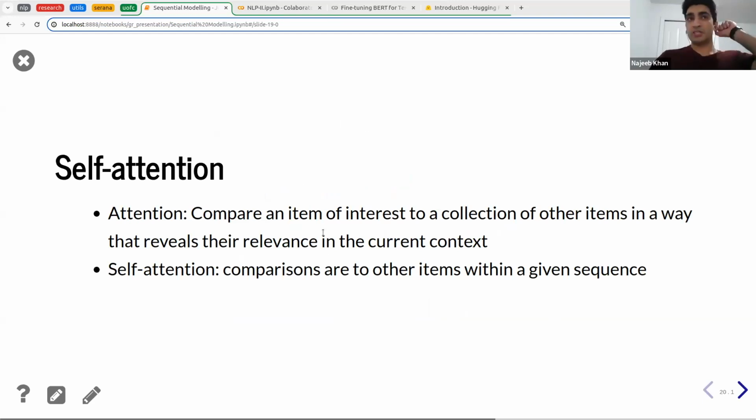Attention is comparing an item of interest to a collection of other items in a way that reveals their relevance in the current context. In self-attention, the comparisons are to other items within a given sequence. So when we have an RNN for sequence to sequence, we can use attention. But when we have only one sequence and we are producing, let's say, good representations or embeddings for them, we need to use self-attention.